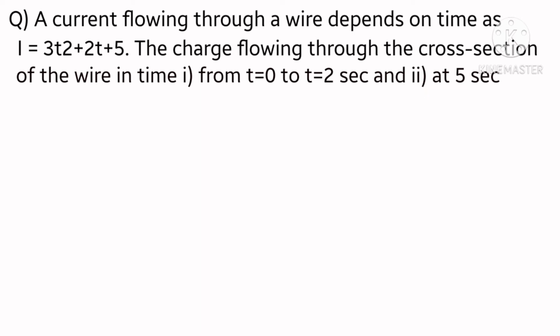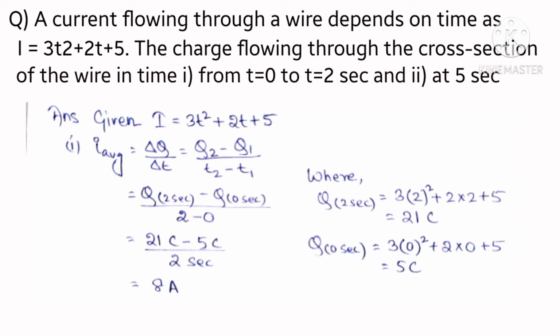Now let us see the solution for number 1, that is from t equal to 0 to t equal to 2. Given I equal to 3t square plus 2t plus 5. Here I is a variable current, that's why the current I is given by an equation. Here we have to find average current because there is an interval of time for which you have to find the current. Average current equal to delta q by delta t. Delta q means q2 minus q1 and delta t means t2 minus t1. Here q2 is the final charge, q1 is the initial charge, that is at t equal to 0 second, t2 is the final time, t1 is the initial time.